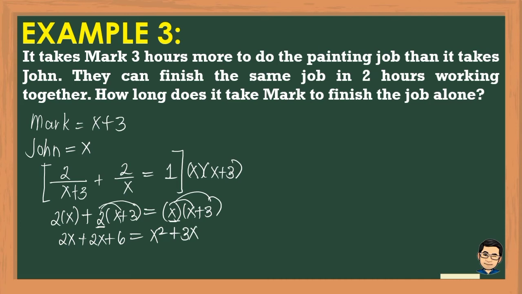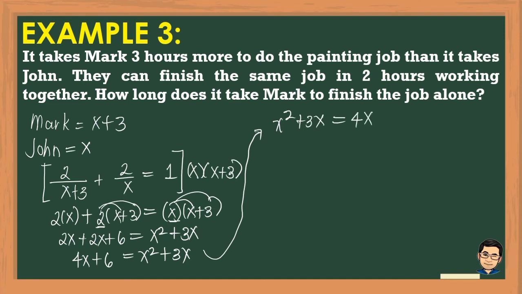And then, we combine like terms. So, magiging 4x plus 6 equals x squared plus 3x. And then, i-write natin siya standard form. So, magiging x squared plus 3x equals 4x plus 6. So, yung 4x plus 6 na to, kailangan natin ilipat sa left side. So, magiging x squared plus 3x minus 4x minus 6 equals 0. And then, we combine like terms. So, 3x and then negative 4x. So, x squared minus x minus 6 equals 0.